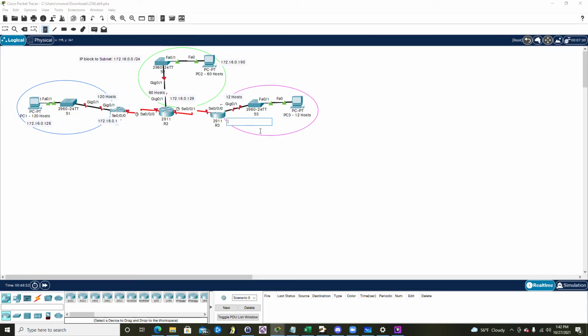And then network 3 here gets 172.16.0.193. And our PC gets the last usable, which is 206. So that's what we have for these.